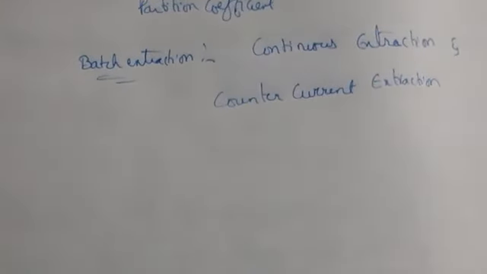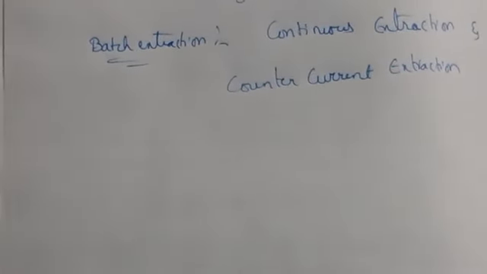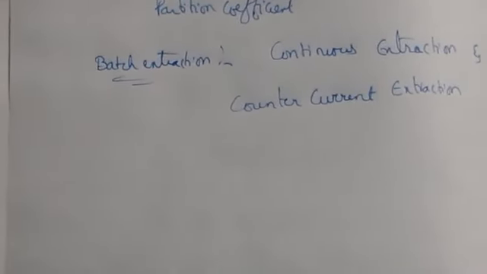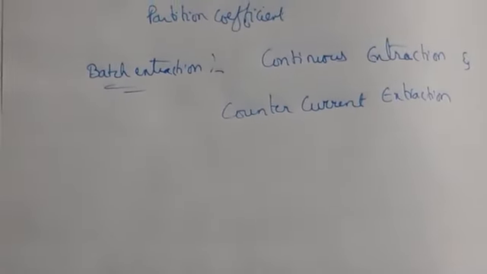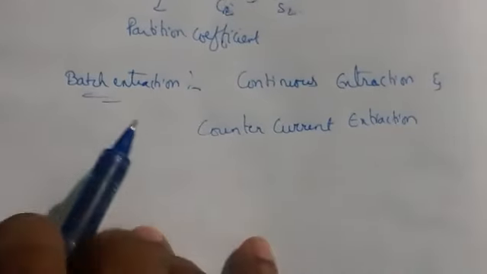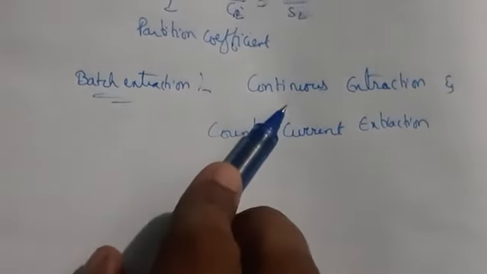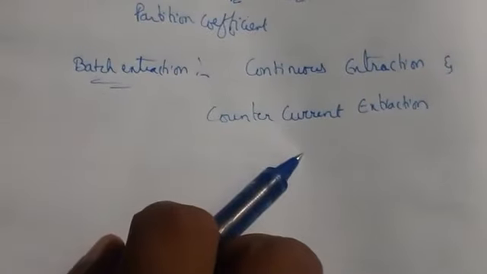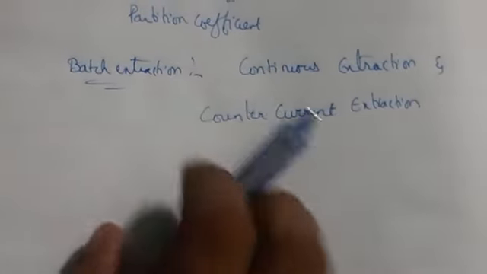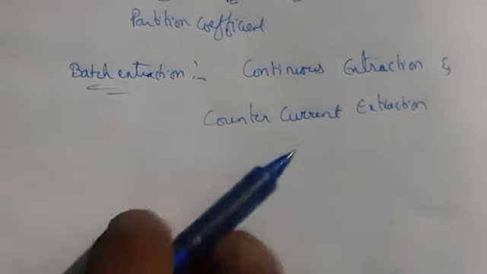After separating them, you have to do the individual process, as we do in the lab. That should be separated only through solvent extraction apparatus. Which type of apparatus we are going to use, that we are going to discuss in batch extraction, continuous extraction and counter current extraction. In the next class we can see these three. Thank you.